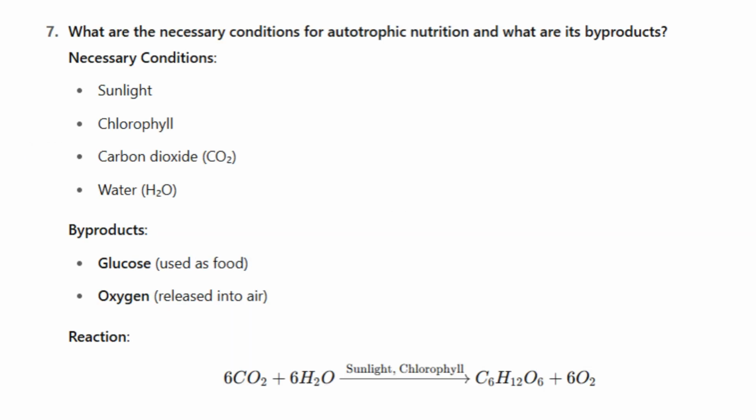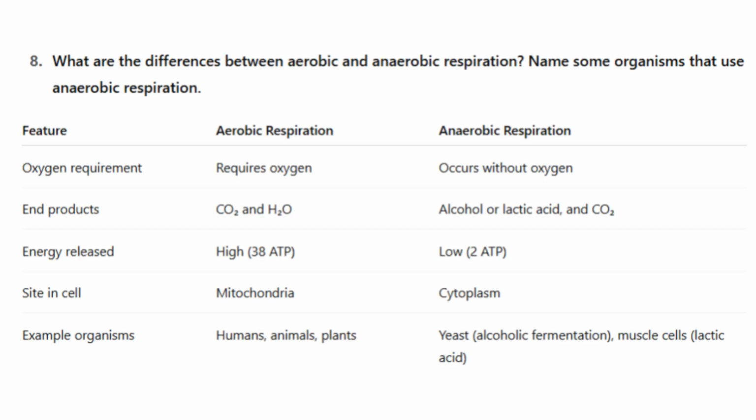What are the necessary conditions for autotrophic nutrition and what are its byproducts? Necessary conditions: sunlight, chlorophyll, carbon dioxide, CO2, water, H2O. Byproducts: glucose used as food, oxygen released into air. Reaction: 6CO2 plus 6H2O, in the presence of sunlight and chlorophyll, gives C6H12O6 plus 6O2.